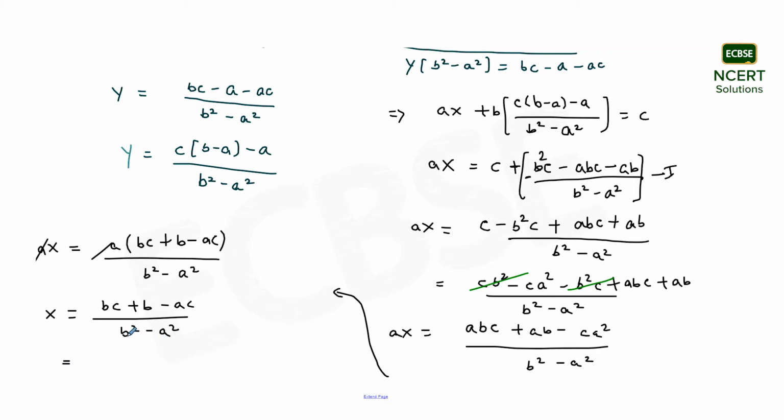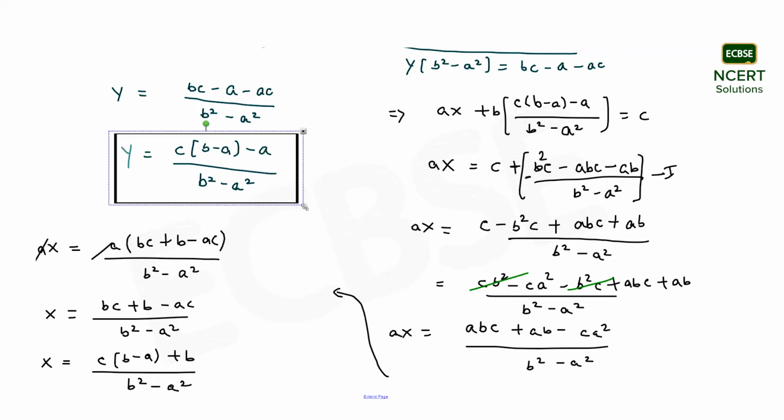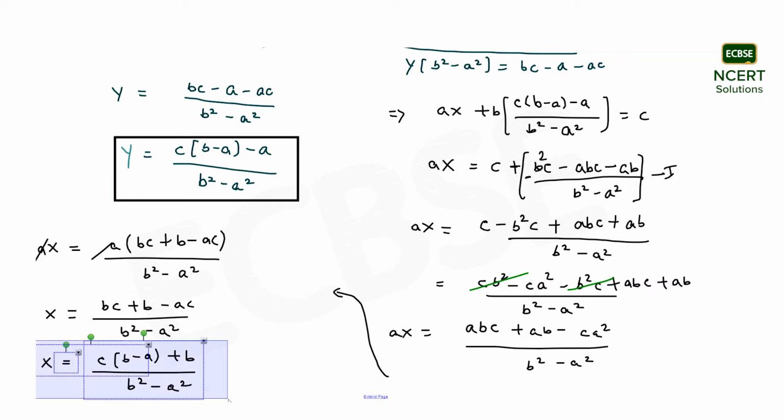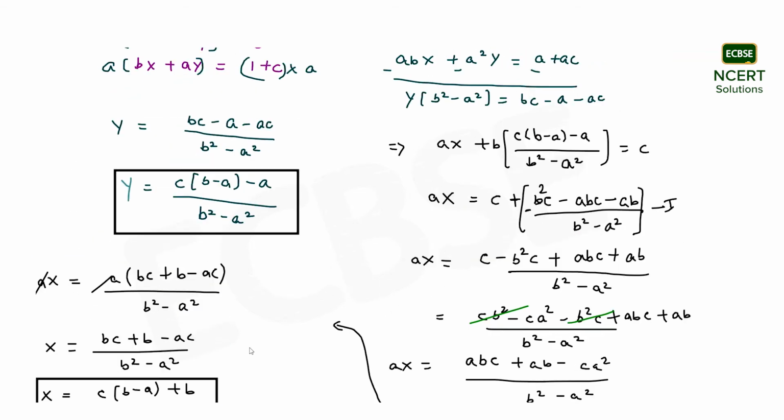And if I see the terms BC and minus AC, I can take C common from both the terms. So here it will be X is equal to C, in the bracket, B minus A, plus B, divided by B square minus A square. So I have obtained the value for the variable y, which is this, and also the value for the variable x, which is this term, right? So this was about this question.